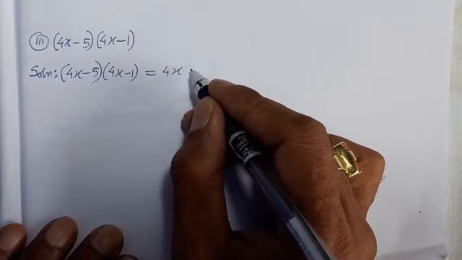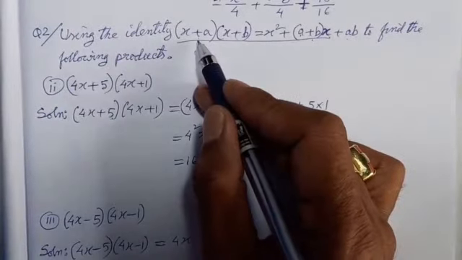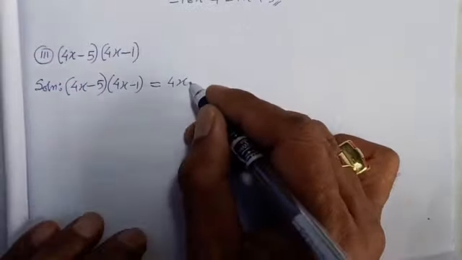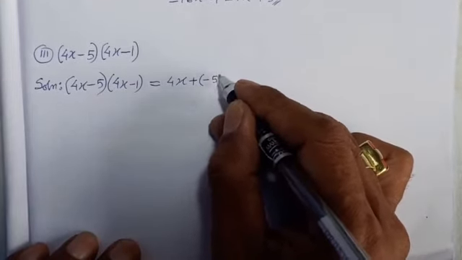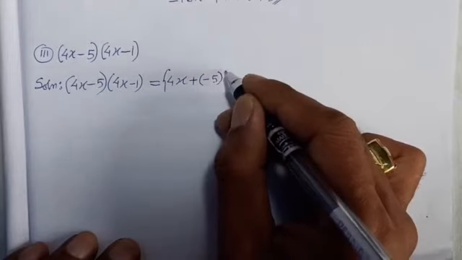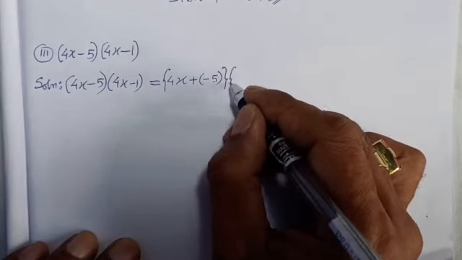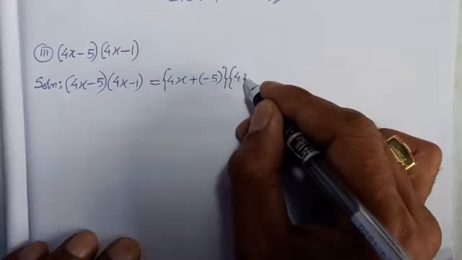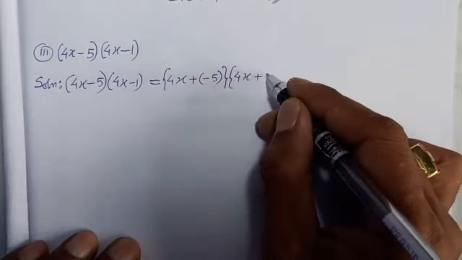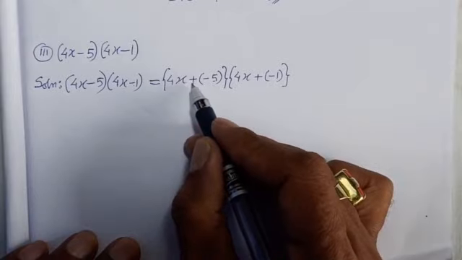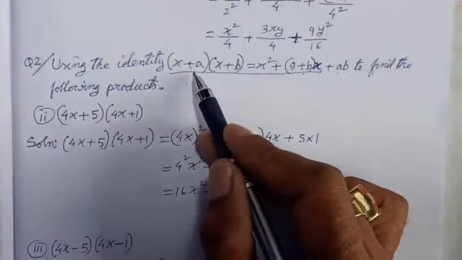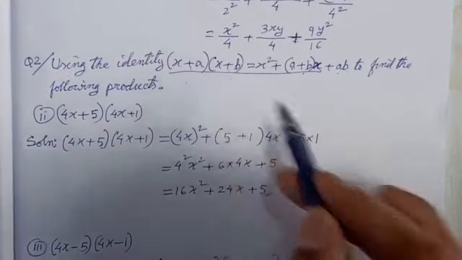4x, since in the identity there is plus sign, so put plus sign, and this minus 5 you can keep in the bracket like this. After that 4x, again plus sign, this minus 1 you can keep in the bracket like this. Now this becomes x plus a, x plus b like this. x plus a, x plus b. Then next steps.